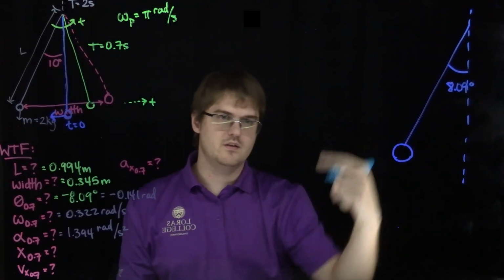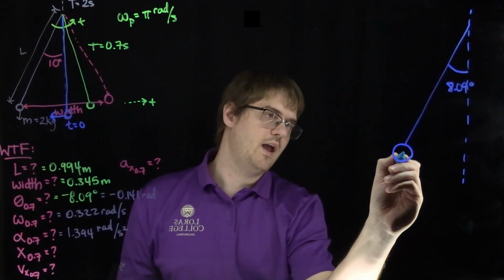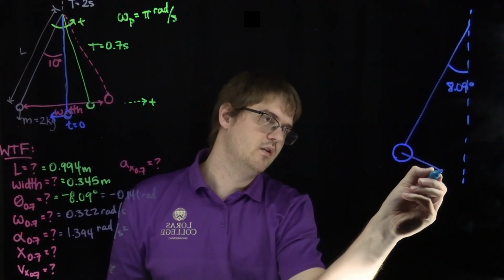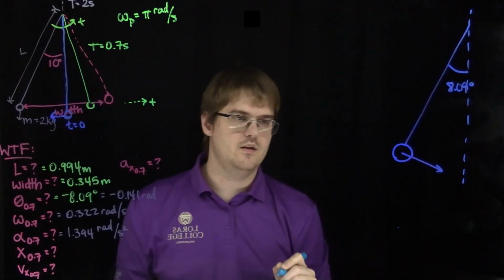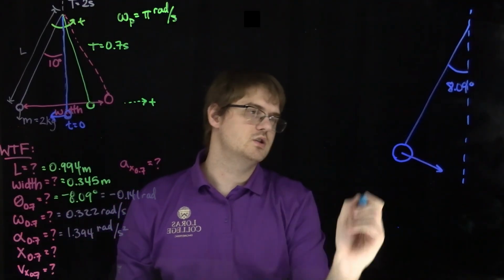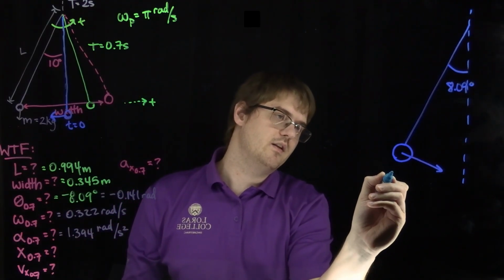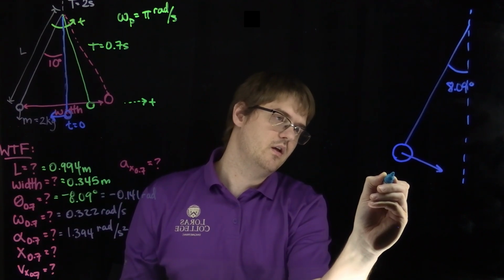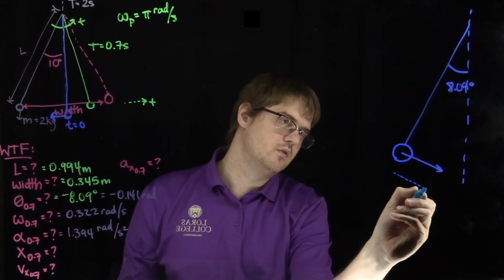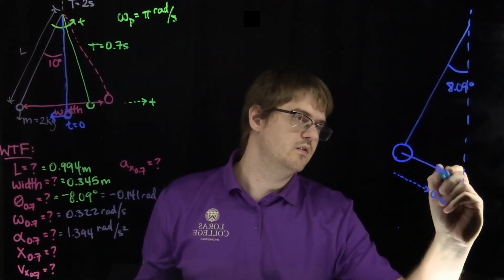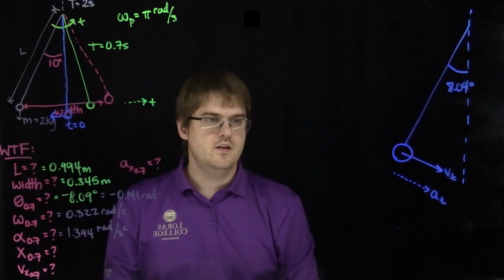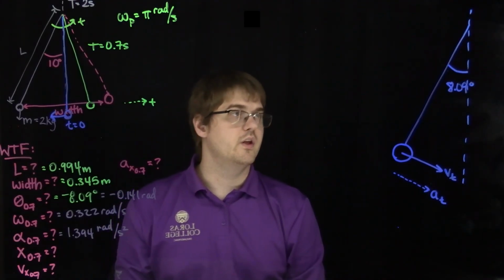It's negative because it's this way. We have a velocity that is going in the positive direction, and we have an acceleration. I'm going to draw it slightly below it. So this is my acceleration total. This is my velocity total. Now I know how to solve for those two things.